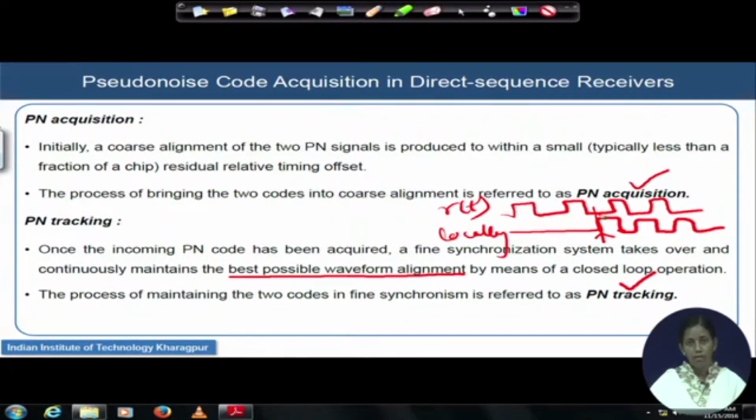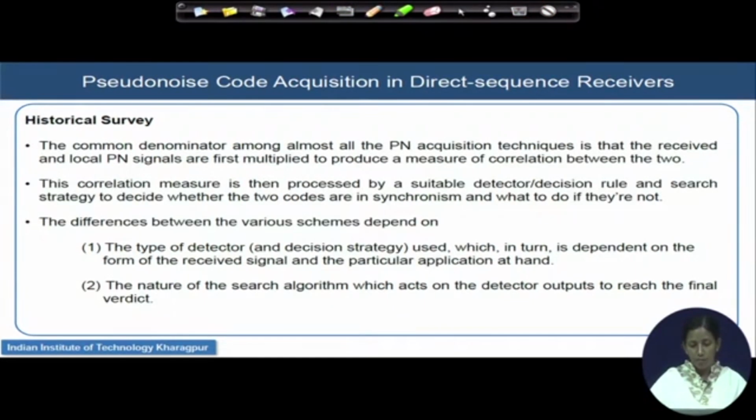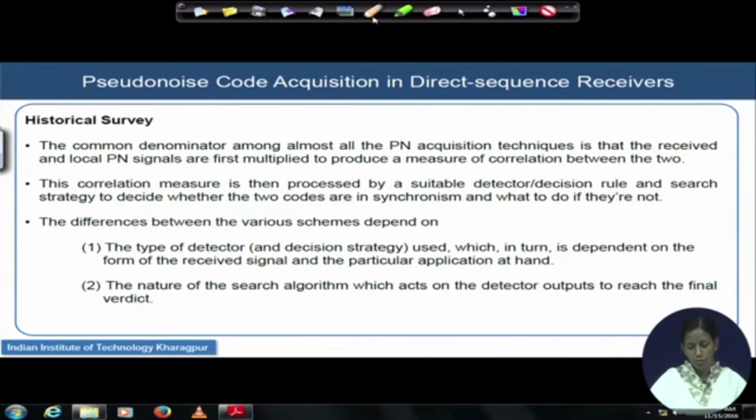So, we understand now that synchronization means the combined effect of acquisition plus tracking, which is coarse plus fine. You have to do the coarse alignment first and then enter into the fine alignment track. Let us go through the available literature and see the different procedures that people follow. If you look at the structure of PN acquisition systems, you will find that the different proposed methods consider a common type of system model.